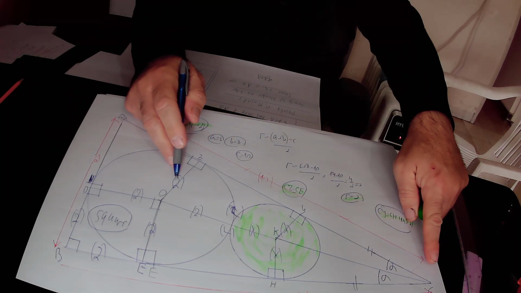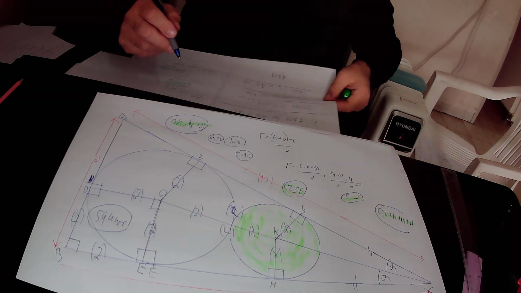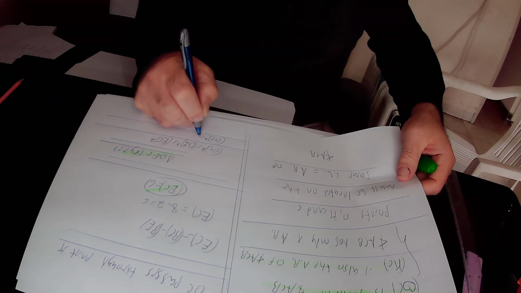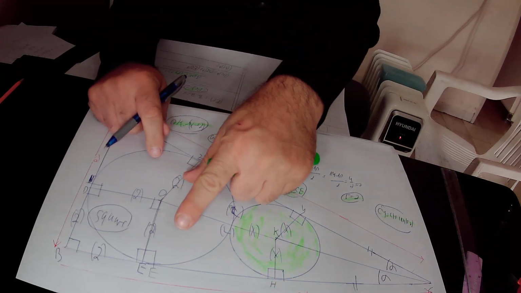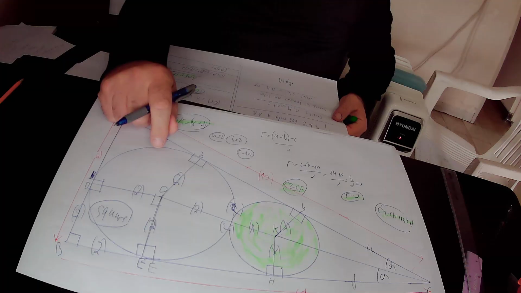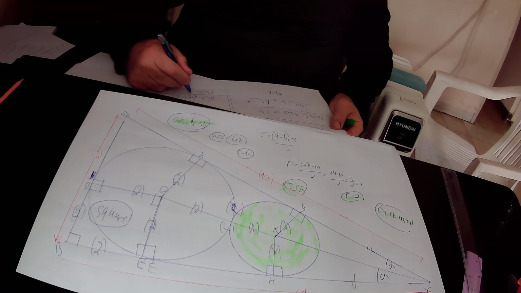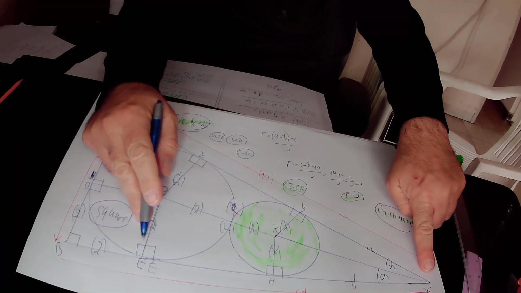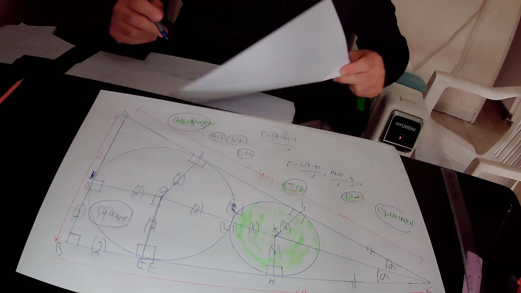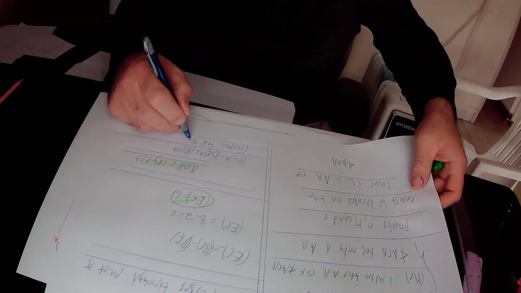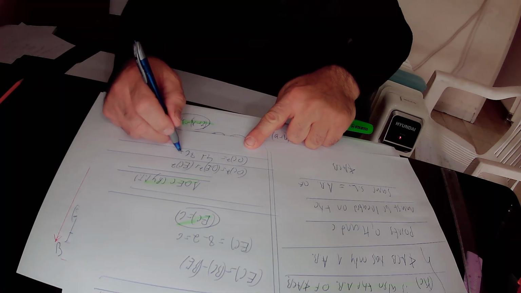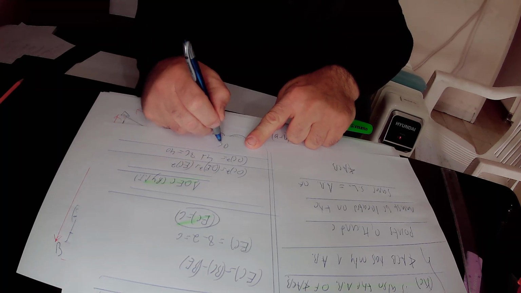OC is the missing side, so we leave it as it is. So OC squared is equal to OE squared. OE is 2, therefore OE squared is 2 squared, that is 4, plus EC squared. We just found out that EC equals 6, and therefore EC squared is 6 squared, that is 36. So in total we found out that OC squared equals 4 plus 36, that is 40.